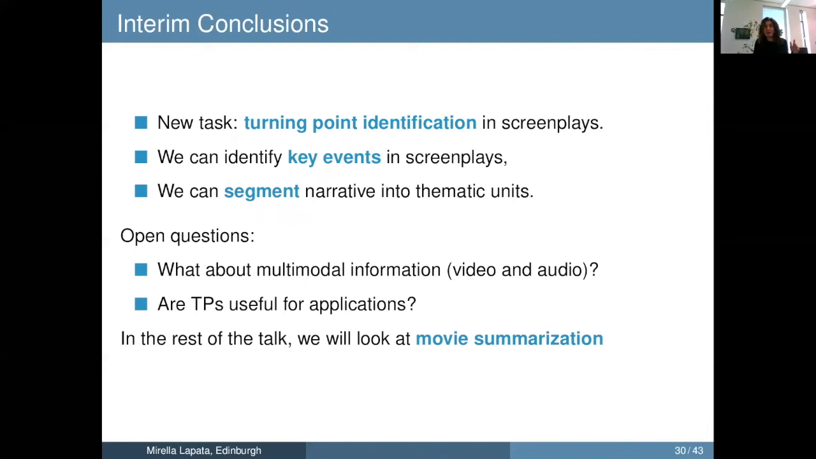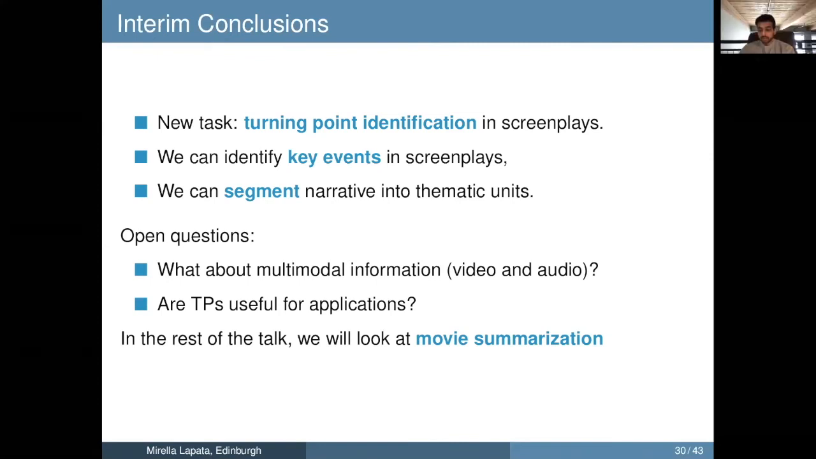Now, movies are not screenplays. Movies are movies. And so the next bit I'm going to talk about is using multimodal information and actually using these turning points to do something like movie summarization. I'm going to stop here, see if there are any questions, and then we're going to go to the second part of the talk, which I promise is a bit shorter because I've introduced everything, so it will go by fast. If there are questions, if not, I can just continue.